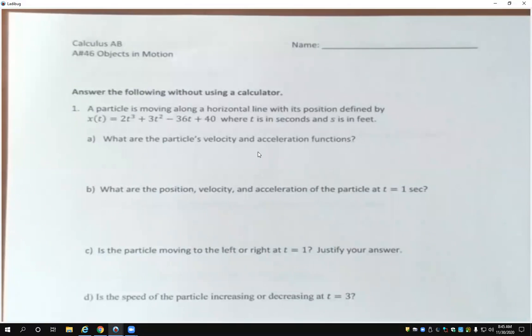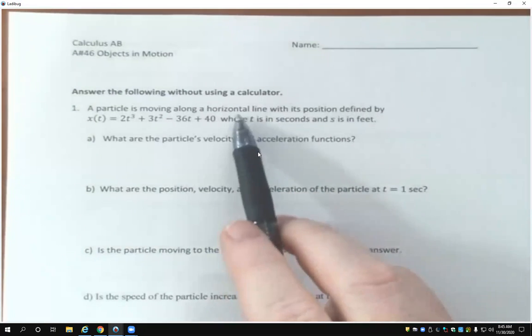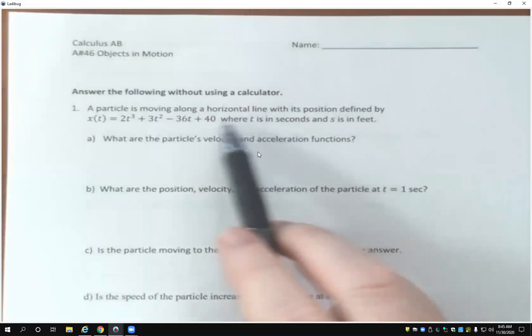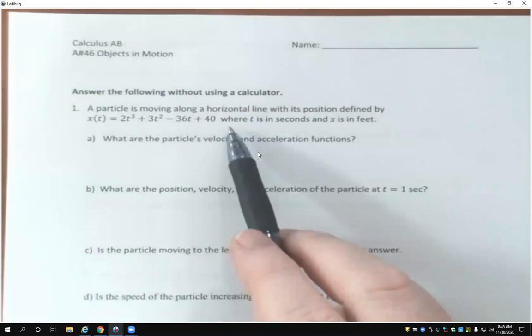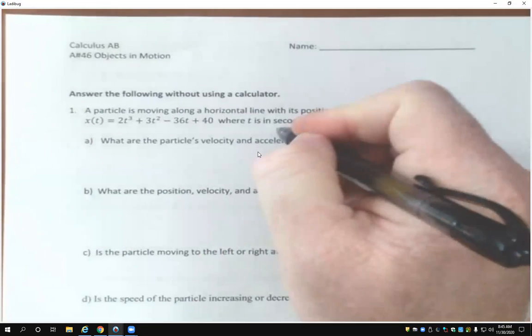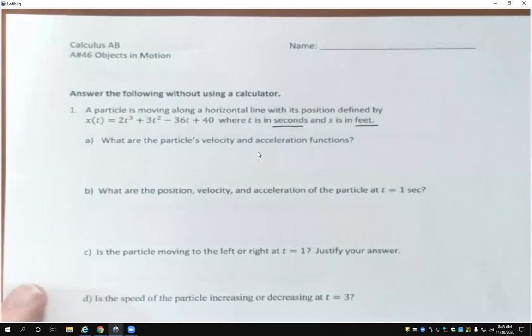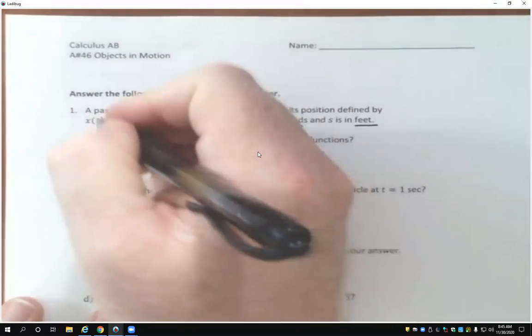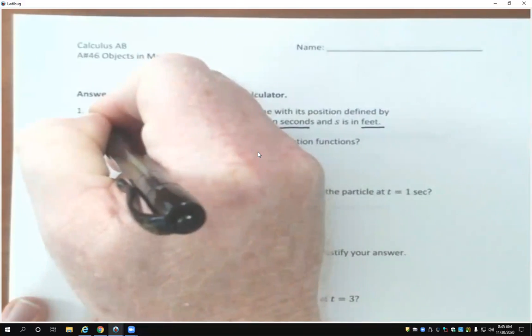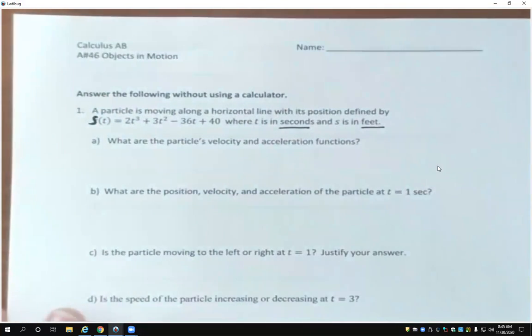All right, so number one says a particle is moving along a horizontal line. So we're going left to right, and its position is defined by this function where t is in seconds. Obviously, that's important. And s is in feet. Okay. It says S. It should say this. Change this right here to S of t. All right. Okay, so we got S of t there.